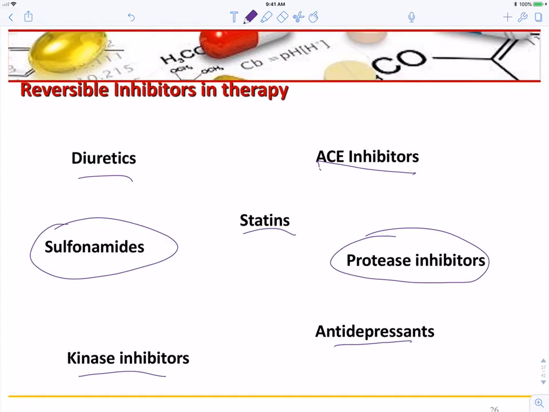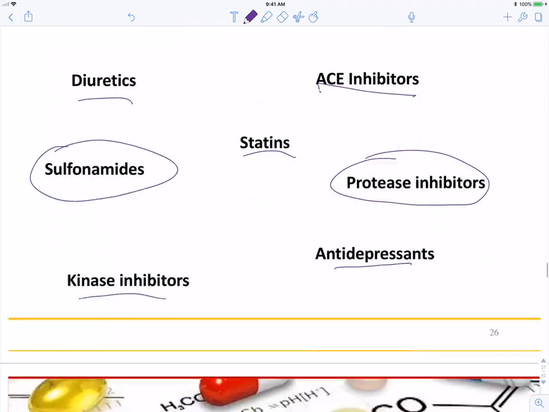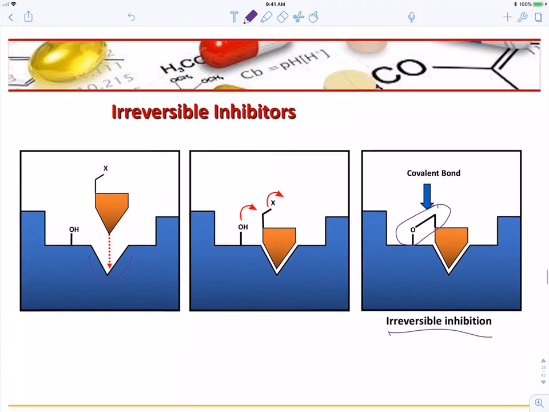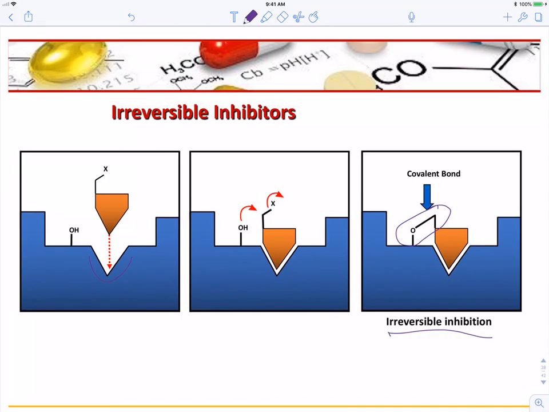All right, so with that, we have seen a bunch of reversible inhibitors. The ones we'll use in therapy are sulfonamides, protease inhibitors, and other related inhibitors that we'll cover throughout the course. The second mechanism I want to discuss is the concept of irreversible inhibitors.